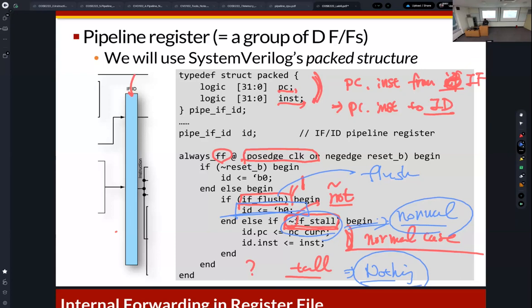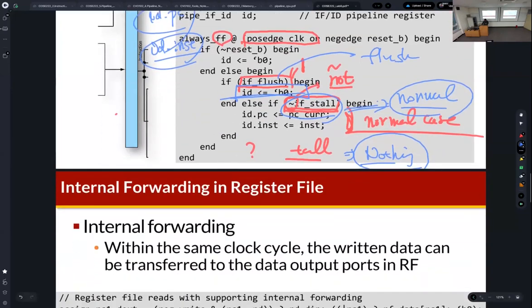Then in the ID stage, we can use the id.pc and id.inst data. Okay.